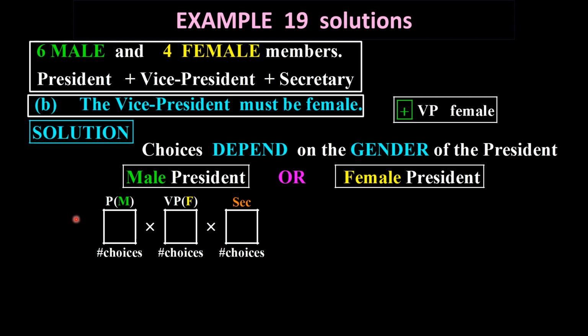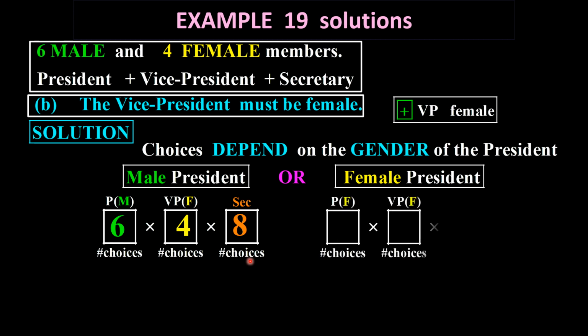So how many males do we have to be president? It could be any of the 6. How many females do we have? 4. How many members do we actually have? 10. How many have already been elected? 2. So there's a remainder of 8, so any of the 8 there. So that's the number of ways we can have a male president.